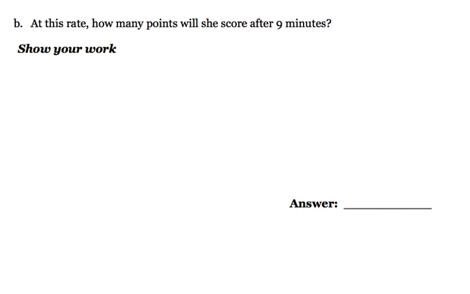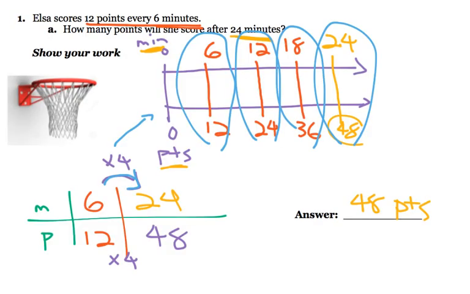At this rate, how many points will Elsa score after 9 minutes? So this one's kind of tricky, but it helps to have the double number line. So 9 minutes, I know, is exactly in the middle of 6 and 12. And so now I need to figure out what's exactly in the middle of 12 and 24.